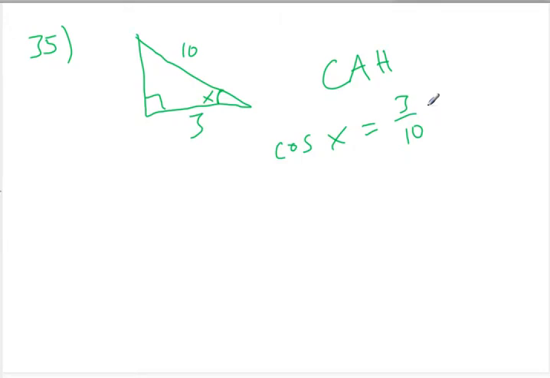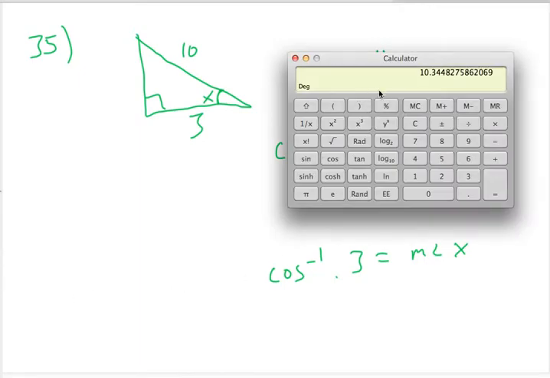So since we don't know the degrees, we're going to use the inverse. We know the inverse cosine of x equals 0.3. Okay, so actually that's not how it should look. It should look like this. Cosine -1 of 0.3 is going to equal the measure of angle x. That's how it really looks. So let's get rid of that.